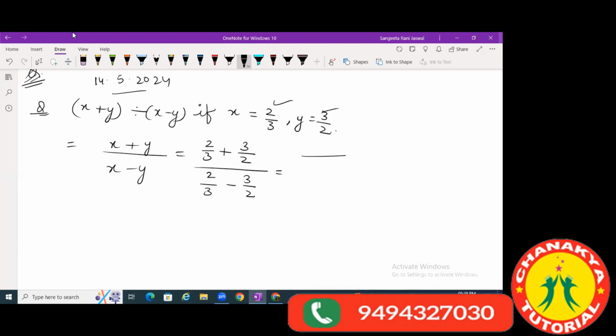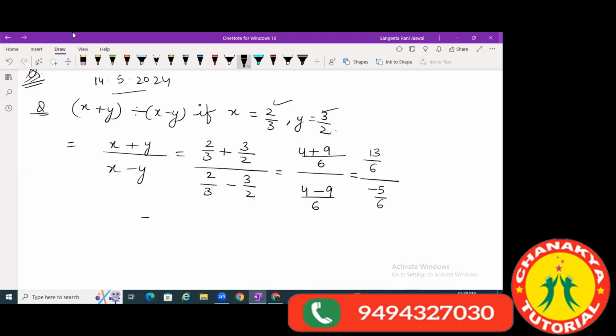In this case, we'll take the LCM of 3 and 2, which is 6. So 2 twos is 4 plus 3 threes is 9. The next one, again the LCM is 6 here. So 3 twos is 6, so that is 4 here, minus 3 threes is 9 here. Now we have 9 plus 4 is 13/6, and in the denominator we have minus 5/6.